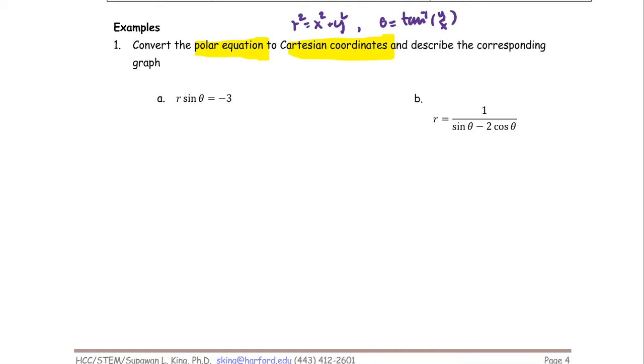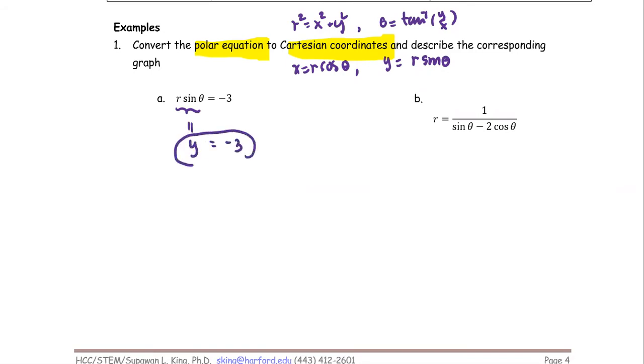And also another way: x is r multiplied by cosine theta, and y is r times sine theta. We're going to see which one is appropriate to use in converting from the polar equation to the Cartesian equation. For part A, r times sine theta equals -3. We can see that r times sine theta is equivalent to y. So we just replace r sine theta with y, giving y equals -3.